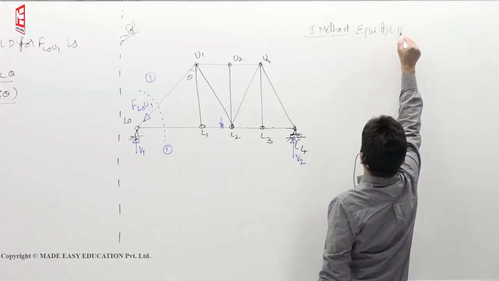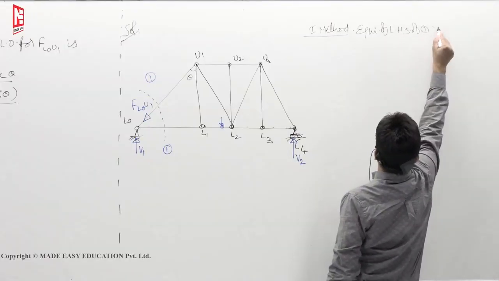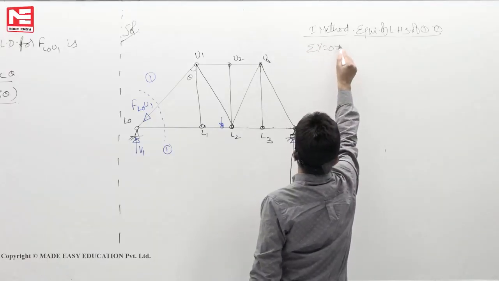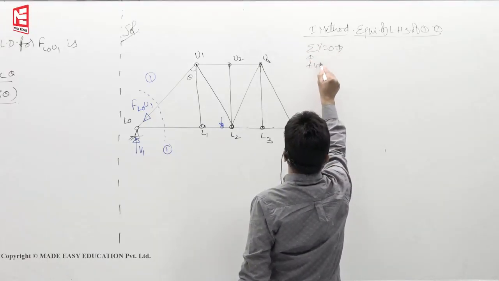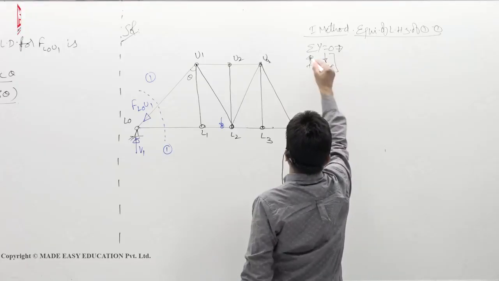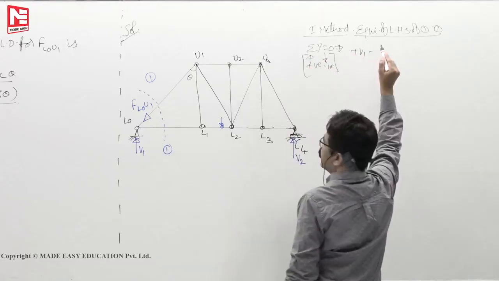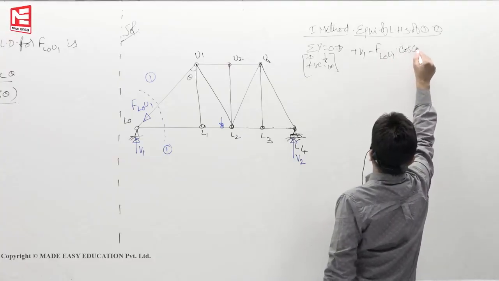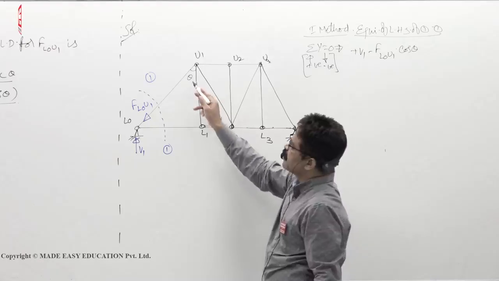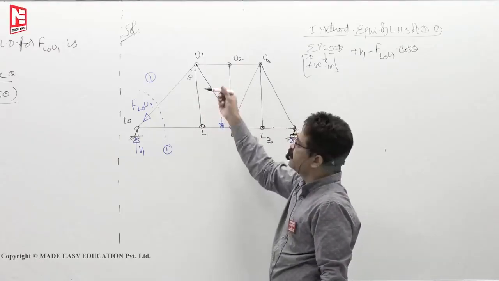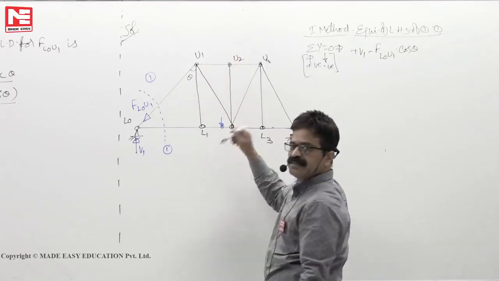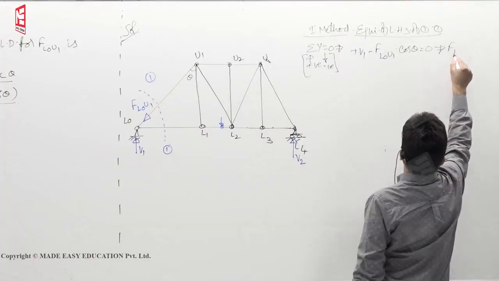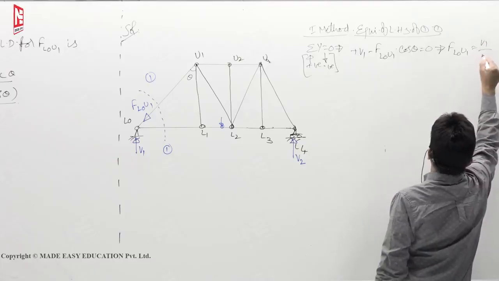Equilibrium of LHS of 1, 1. Apply sigma y is equal to 0. Upward force is positive, downward force is negative. So plus V1 minus F L0 U1 cos theta. Sin theta we should not write because theta is with respect to vertical. So L0 U1 cos theta you will get the vertical component. Must be 0. So F L0 U1 is nothing but V1 by cos theta.